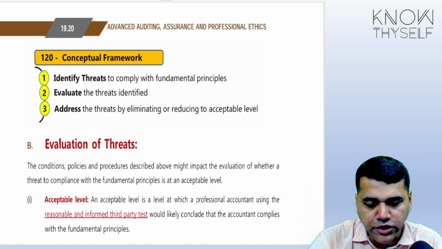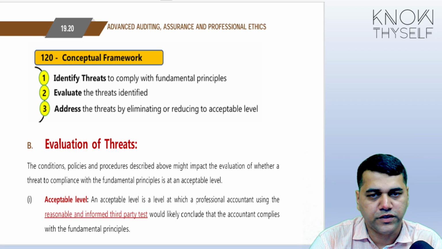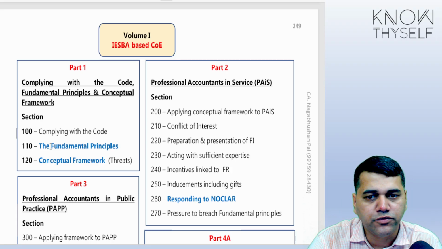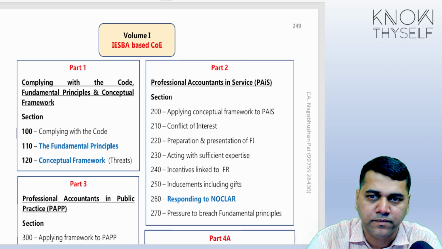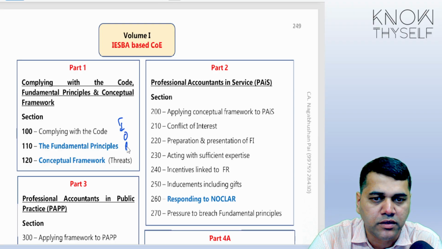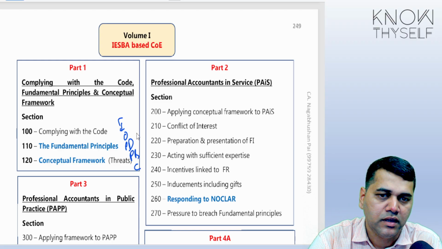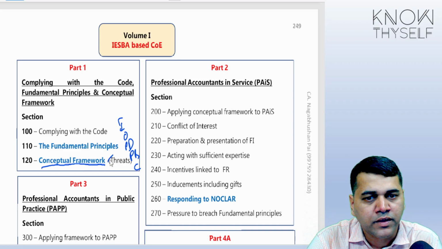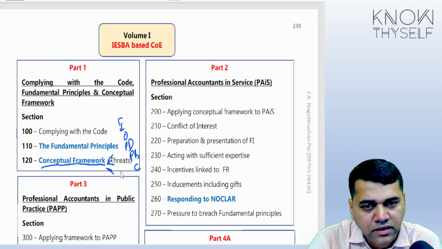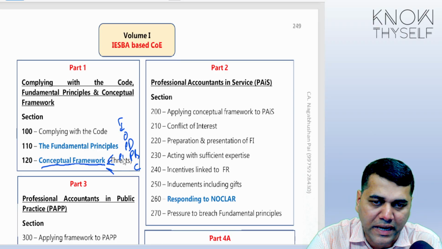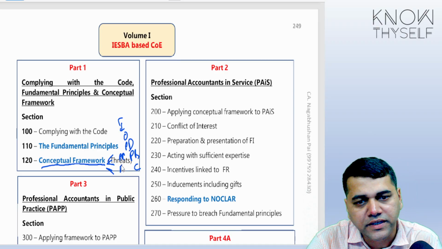Okay, so now we'll continue with the professional ethics. We'll have a quick recap of what we had studied. We started with the fundamental principles, affecting your integrity, objectivity, professional due care, professional behavior, and confidentiality. Then we started to talk about the conceptual framework threats. Primarily, there were 5 types of threats, and these threats we discussed with the example of practicing CA and CA in service.